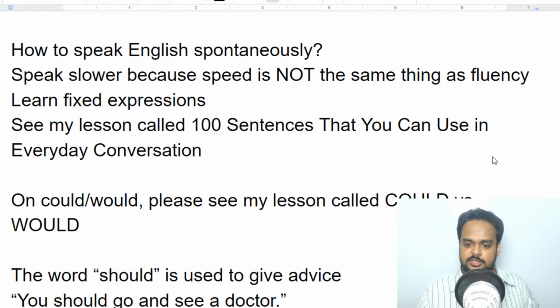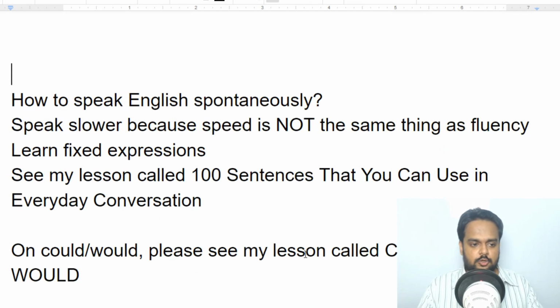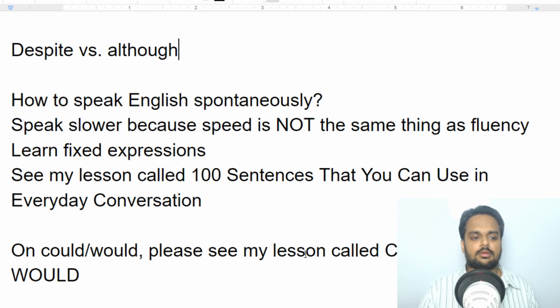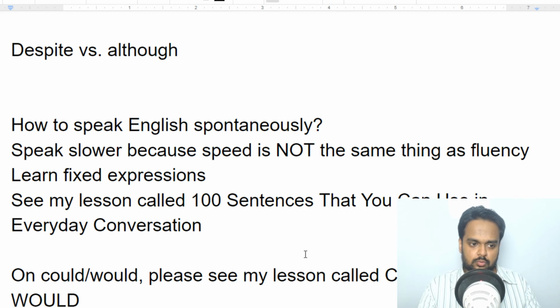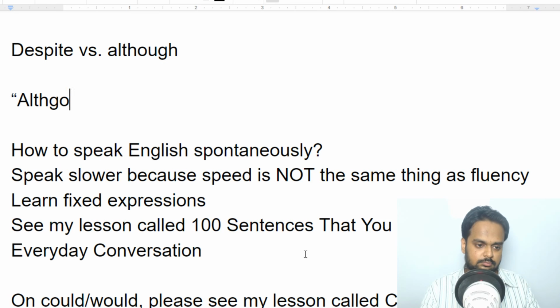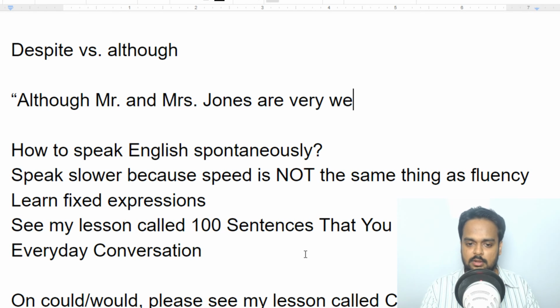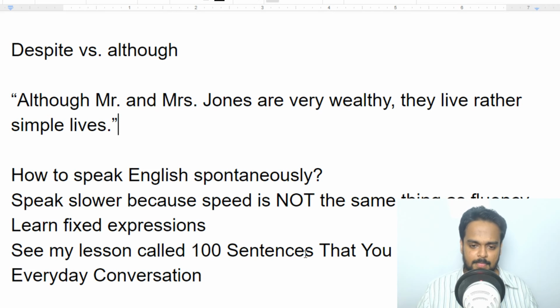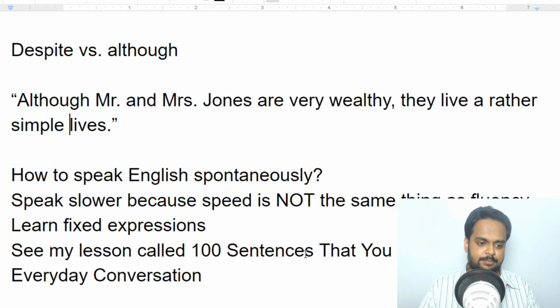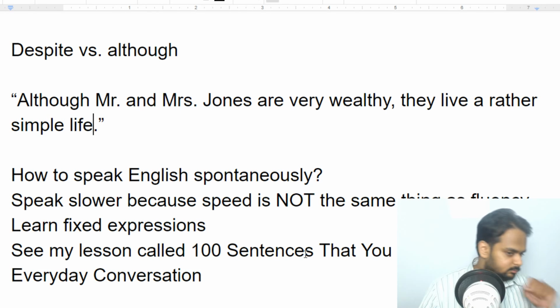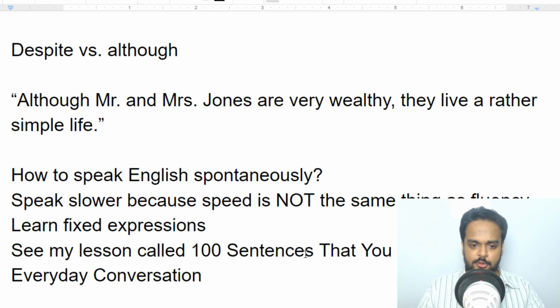Okay, Sanjay asks, what is the difference between despite and although? That's a good question. Despite versus although. Now, although, let me give you an example. Although Mr. and Mrs. Jones are very wealthy, they live rather simple lives, or they live a rather simple life because we're treating them as one couple. So although Mr. and Mrs. Jones are very wealthy, they live a rather simple life.